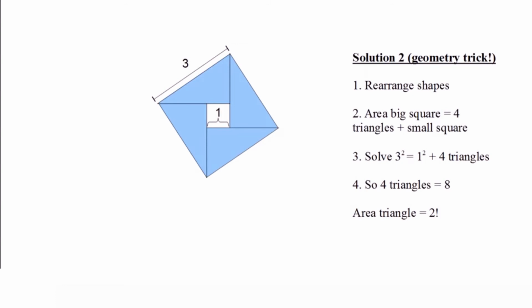We can solve the area of the big square. 3 squared must be equal to 1 squared plus the area of the 4 triangles. That means the area of the 4 triangles must equal 8, and the area of a single triangle is 2.